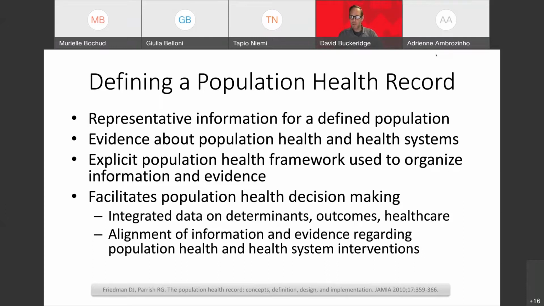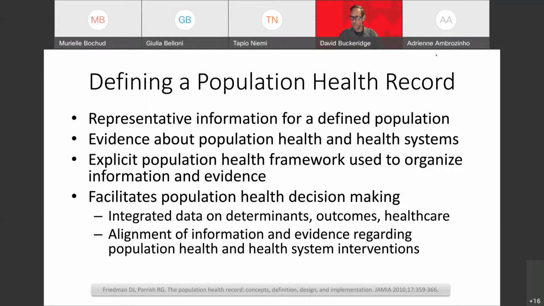So the population health record is meant to do something analogous for a defined population that would be under the responsibility of a public health authority or a public health professional. And so here you want to have representative information for that defined population. But you also, as they pointed out in their early paper, want evidence about population health and health systems. And you want to be able to use that evidence to explicitly create a framework to organize the information and evidence.